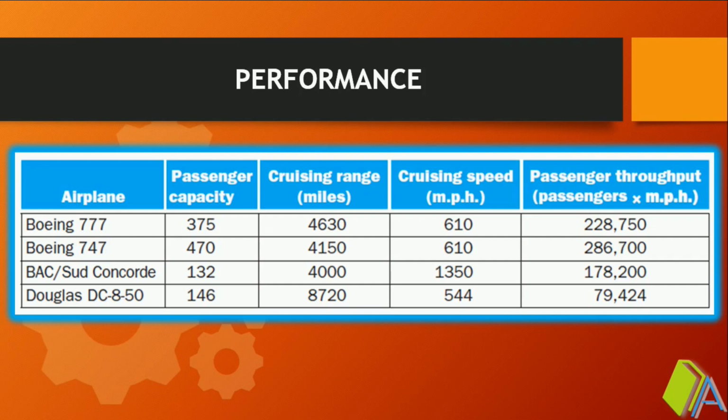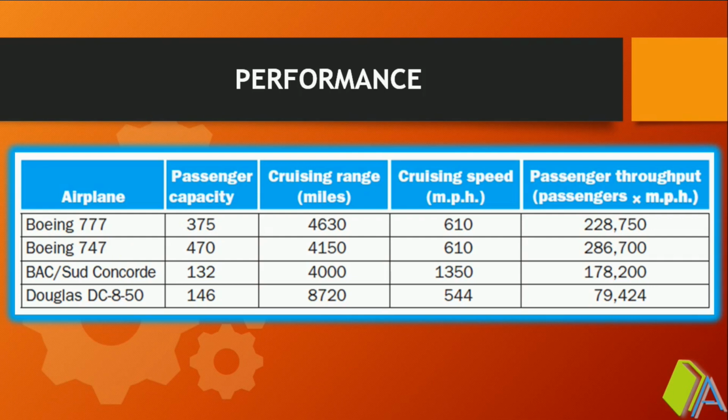For example, considering different measures of performance, we see that the plane with the highest cruising capacity is the Boeing 747, and from the final column you can understand the passenger throughput is also high. In another way, if you see the cruise speed, the Concorde has the highest cruise speed. So if you look at cruise speed, we can conclude the Concorde is the best. If you see the passenger capacity and throughput, the Boeing 747 will be the best.